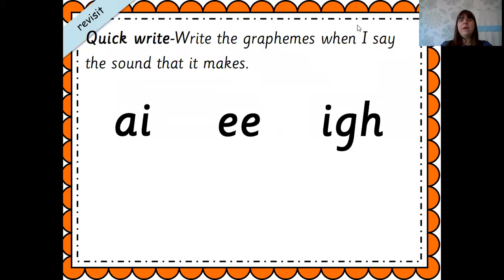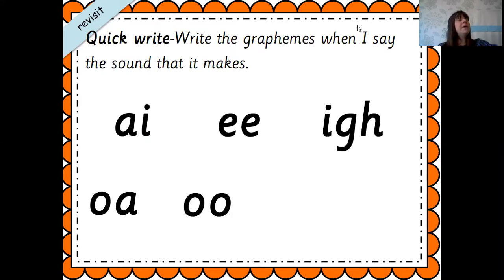Write the grapheme that makes the sound "oh". Which two letters make the sound "oh"? Who can remember this from last week? O, A. Write the grapheme that makes the sound "oo". My favourite sound. Which two letters make the "oo" sound? Ready, steady, show. Excellent. Did you get it correct?